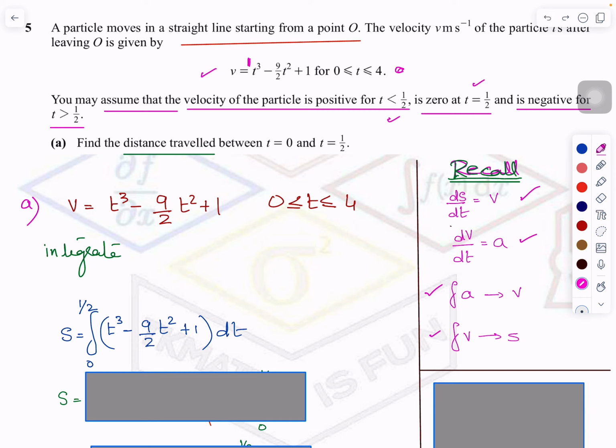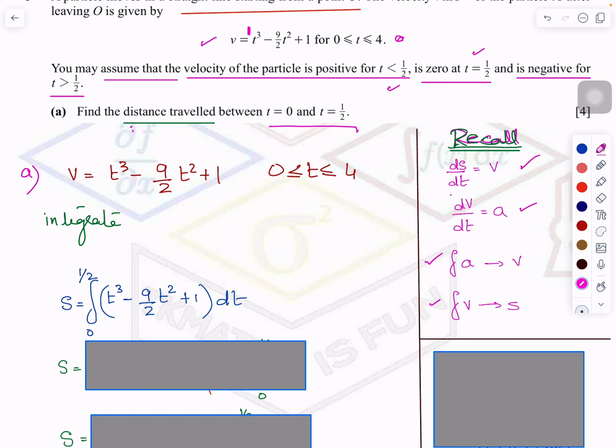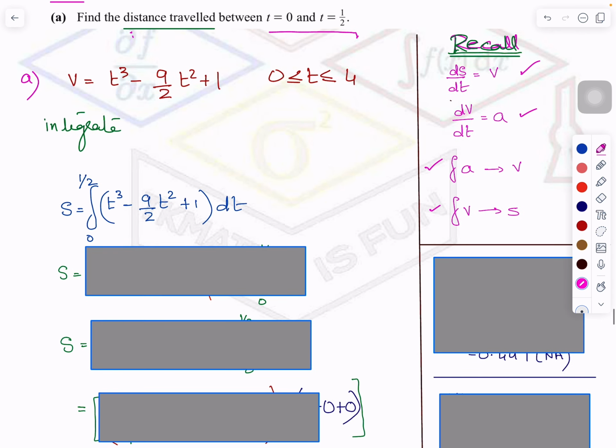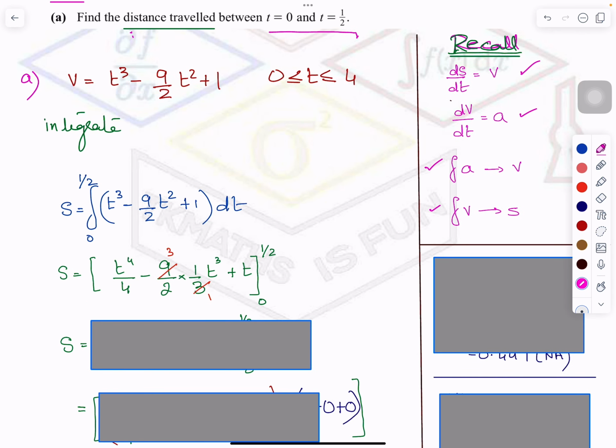So I have to find the distance traveled between t equals 0 to t equals half. One method is that you straight away integrate the velocity equation and apply the limit 0 to half on it. So let me explain that first. It's a basic integration because there are 3 terms: t cube, t square, and constant. For the integration, the basic thing is that you add the power and divide by the added power. You know that thing.